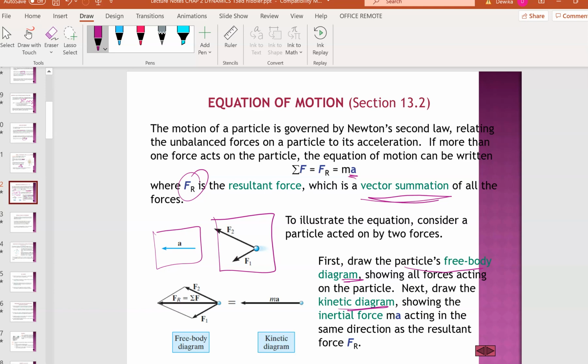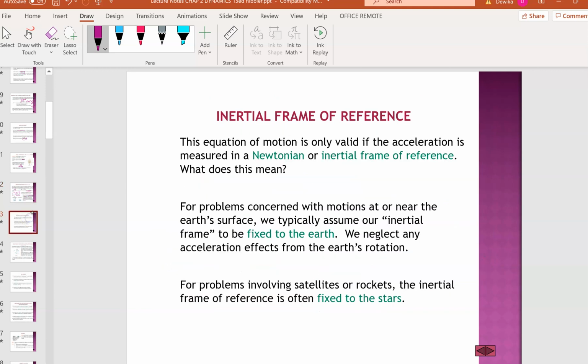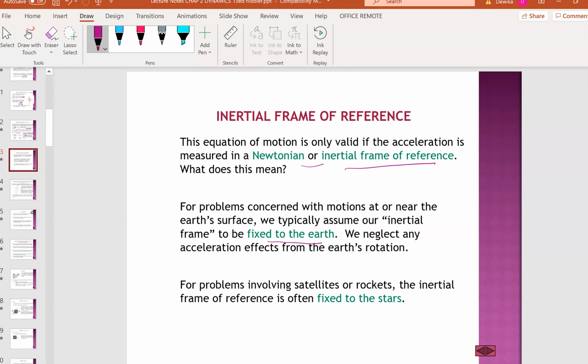Okay, so now next, inertial frame of reference. This equation of motion is valid only when acceleration is measured in a Newtonian or inertial frame of reference. What does it mean? For a problem concerned with motions near the Earth's surface, we typically assume the inertial frame is fixed to the Earth. It's like a reference point. You always must have a reference point. What are you referring to? Which object are you referring to? So the coordinates, mostly, will be 0, 0. That is your inertial reference frame.